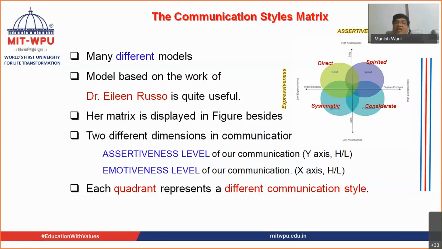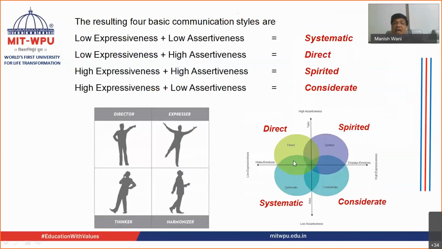Accordingly, the person with high assertiveness usually tells things. A person with high emotions displays his emotion. A person with low assertiveness asks about things, and a person with low expressiveness hides his emotion. Depending upon that, four quadrants have been formed, and we can call them the communication styles. Depending upon where a person lies in these four quadrants, you can have a person with a direct communication style, spirited communication style, considered communication style, and systematic communication style.